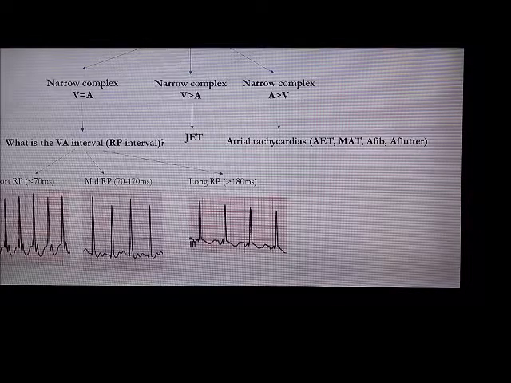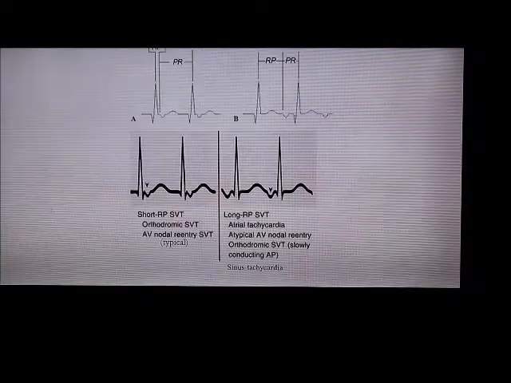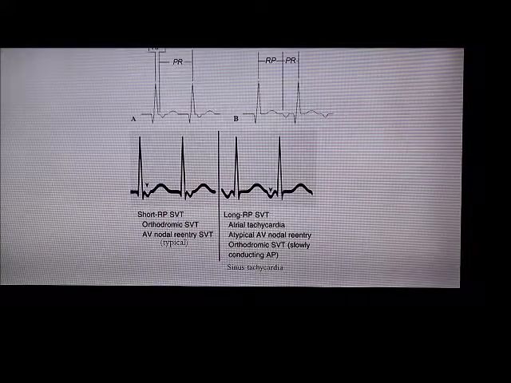In the exam, what you will have is just short and long. So what you need to know for the exams, or most of the people when they talk about narrow complex or RP differentiation, they talk about short RP less than 70 milliseconds or less than half the R to R, and long RP more than half the R to R. And the fellows need to memorize it. What is the differential of long RP? What is the differential of short RP?